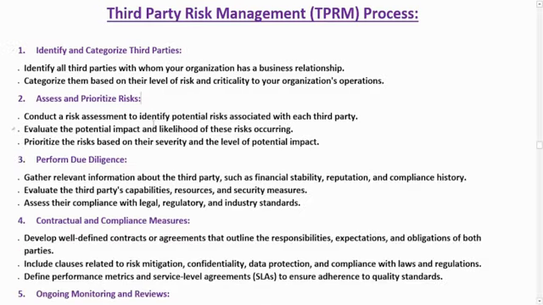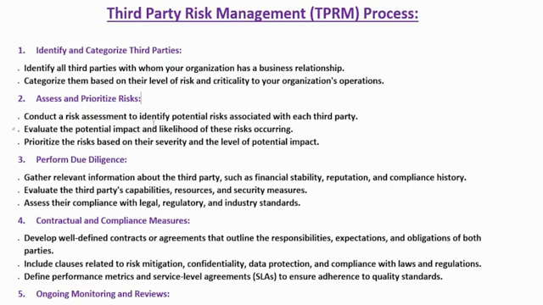The second step is assessing and prioritizing risk. In this step, companies conduct a risk assessment to identify potential risk associated with each third party. They have to evaluate the potential impact and the likelihood of these risks, and prioritize the risk based on their severity and the level of potential impact.